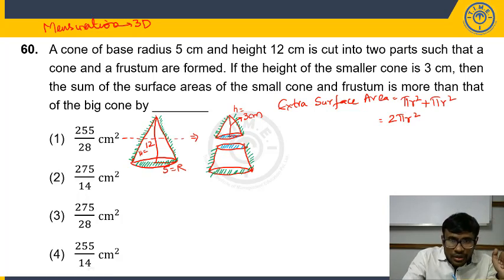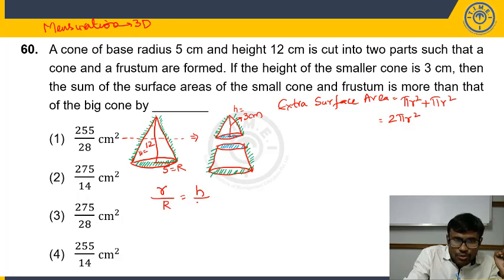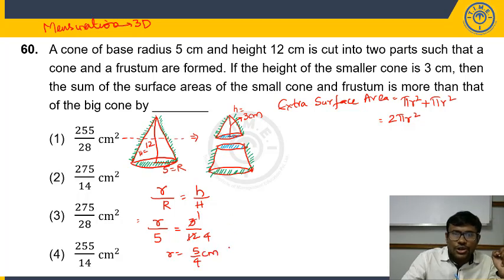Now to calculate that extra surface area, we need to calculate the radius of the smaller cone. Now what is the relation between the radius of the bigger cone, height of the bigger cone, and the radius of the smaller cone, height of the smaller cone? That is r by R is equal to small h by capital H. What is the smaller radius that we have to calculate, and what is the bigger radius? 5. What is the smaller height? 3 cm. And what is the bigger height? 12. So r is equal to 5 by 4 centimeters.